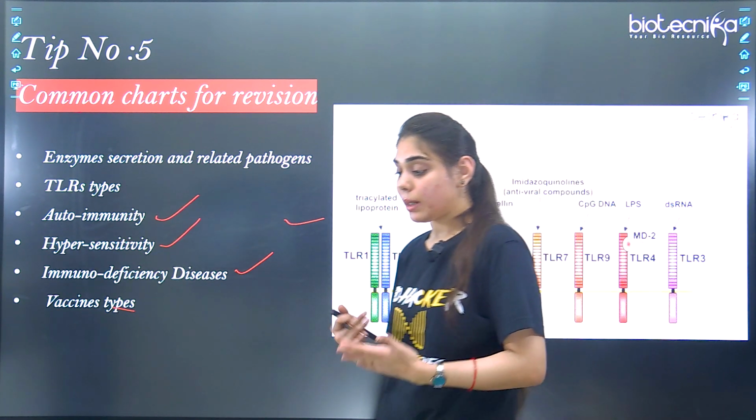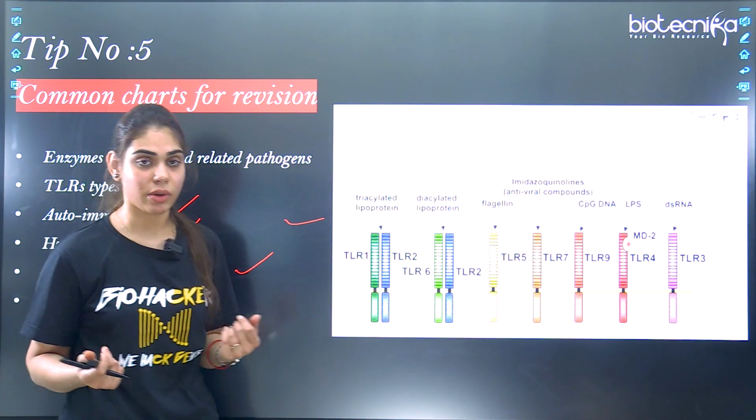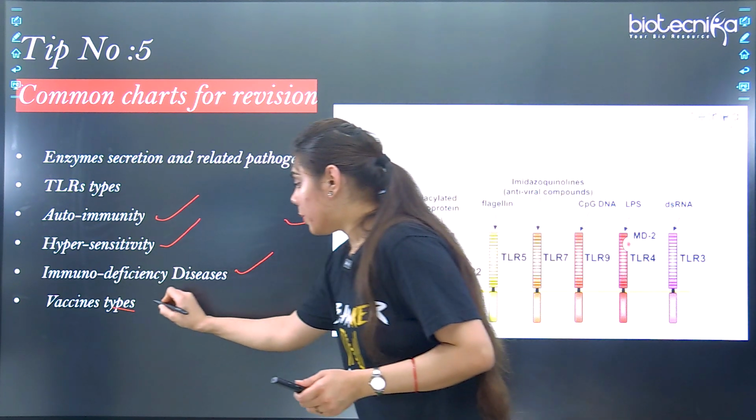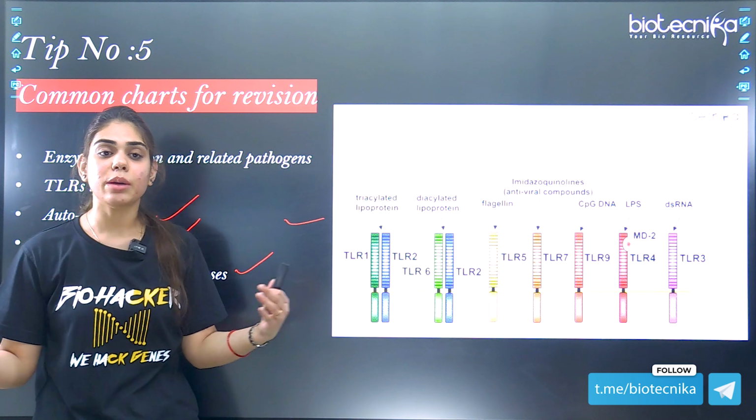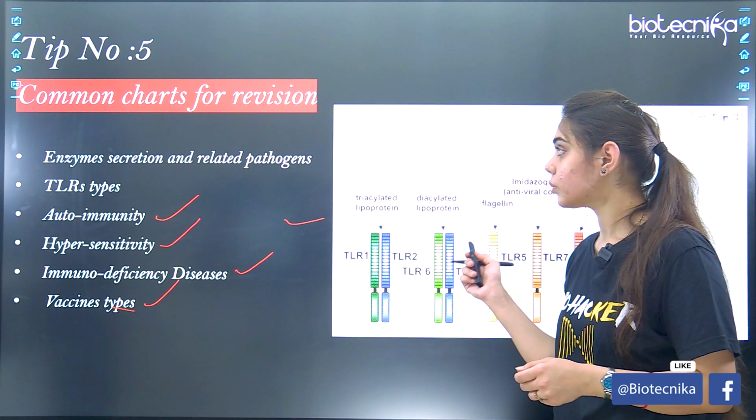So what are the different types of vaccines? What is a toxoid vaccine? What is a live attenuated vaccine? What are examples of these vaccines? So just prepare a common chart for them and have a glance at it just before the exam, and you will definitely make it.